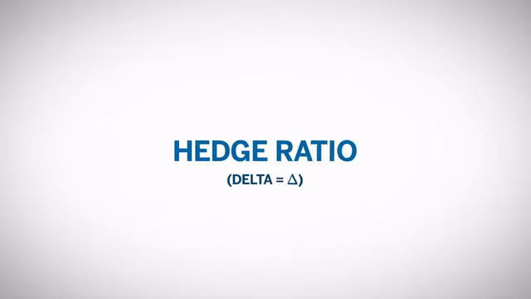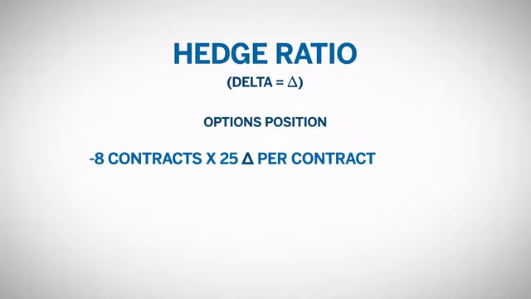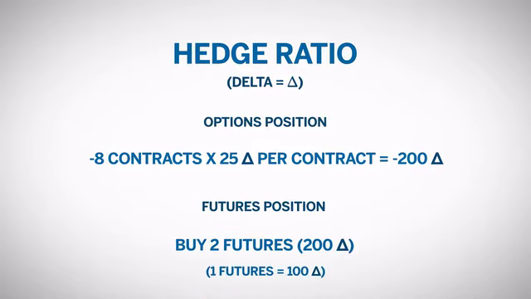The delta is used in calculating hedge ratios to establish a neutral or delta hedged position using the underlying futures. Let's say we sold 8 call options that have a 25 delta. This would give us a delta position of negative 200. But to be delta neutral, we would need to buy 2 underlying futures contracts.